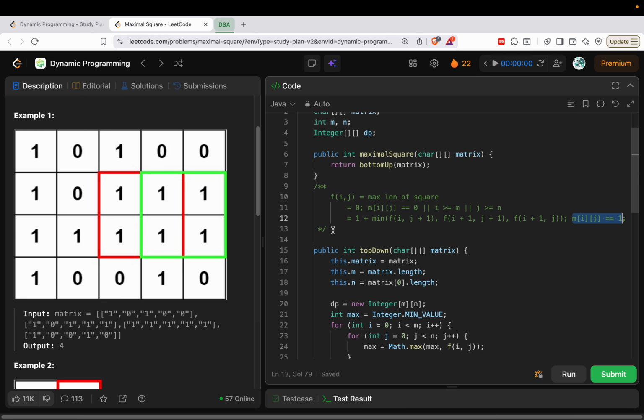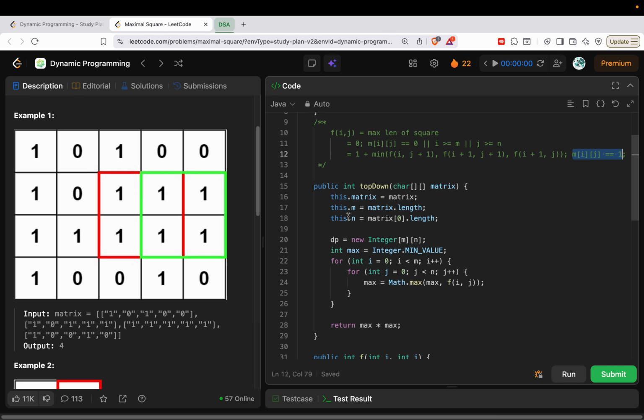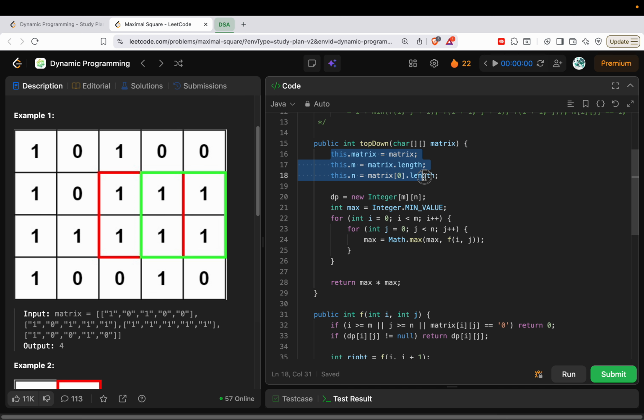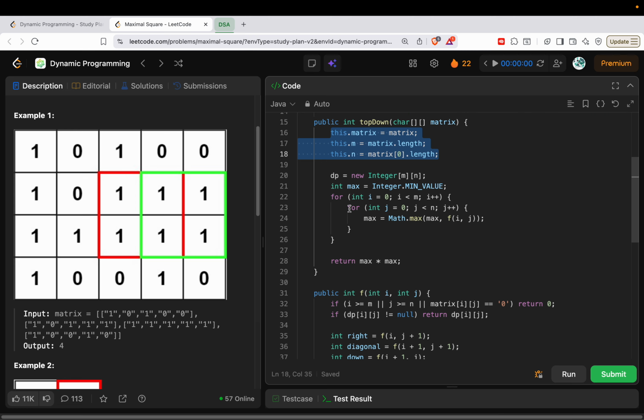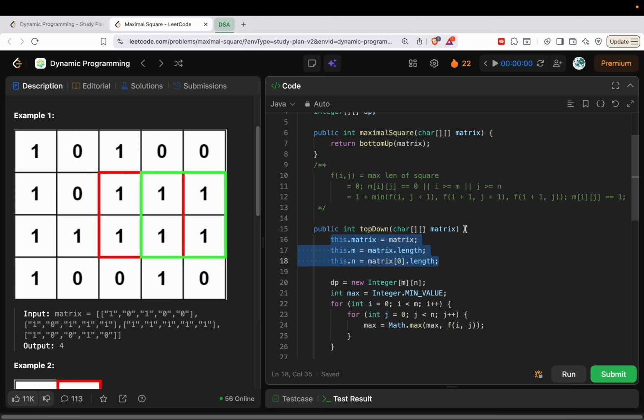Let's just try to implement this using top down approach. Okay, so I just define few variables at the class level, and then as you can see, if you draw the tree diagram, you will notice that there will be certain states which will be overlapping. As a result, we are using dynamic programming and caching those values.